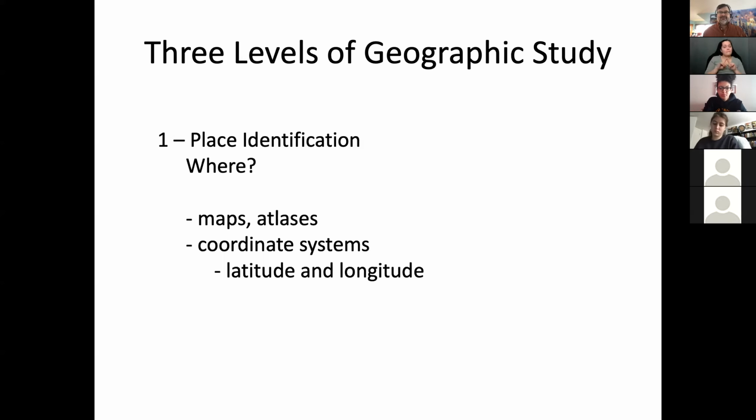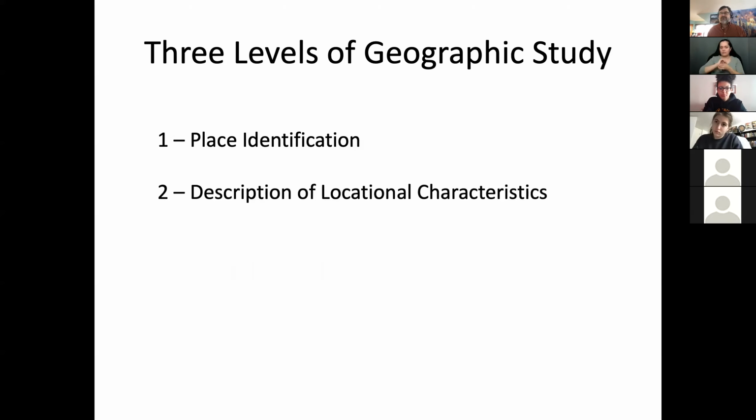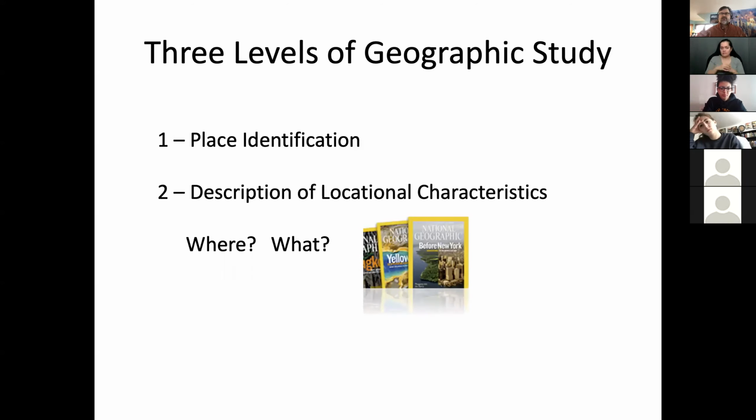But we go on. We do a lot more than just this first level. So my second level is the description of locational characteristics. There's the word location again, locational, description of locational characteristics. So here we're still asking the question where, still need to know where, but now we're adding the question what. What is at that location? Can we describe the place? Can we describe the physical geography? Can we describe the human geography? What is at that place?